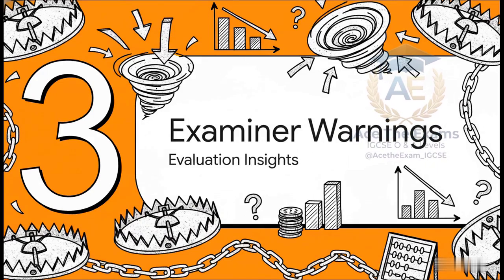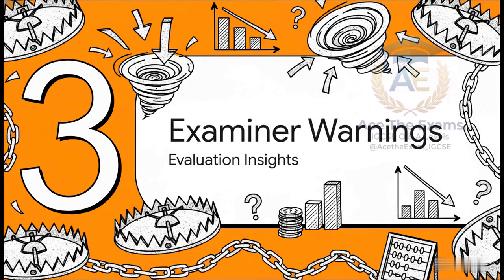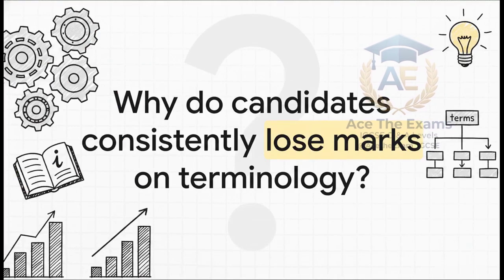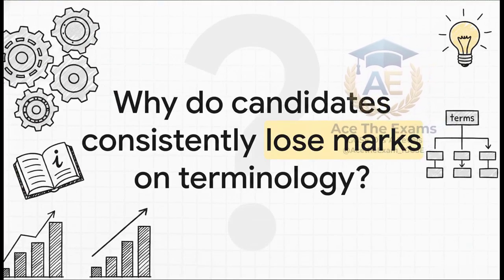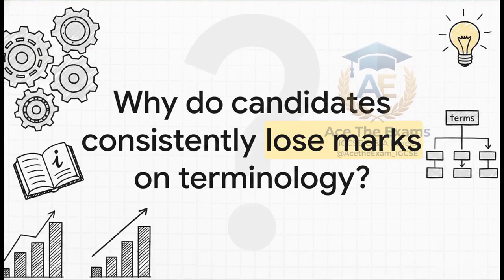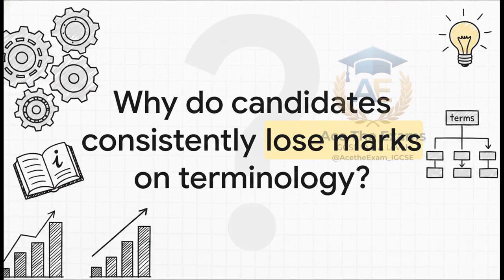Let's shift gears to Section 3, Top 3 Examiner Warnings. We're going to look at the exact traps where candidates continuously bleed marks. Here is a direct, burning question pulled straight from the principal examiner reports year after year. Why do candidates consistently lose marks on key terminology? It is incredibly frustrating for graders.